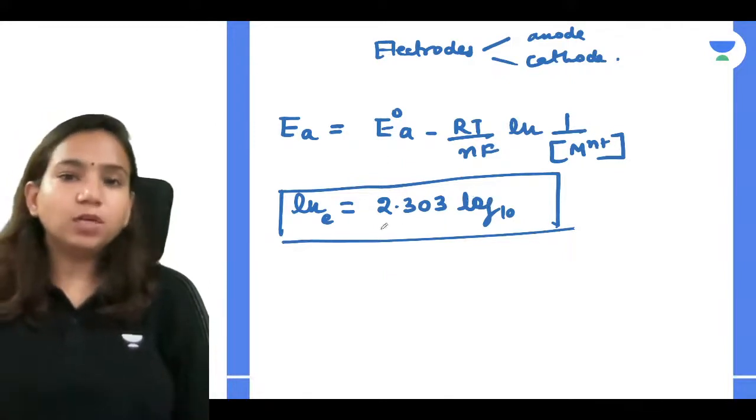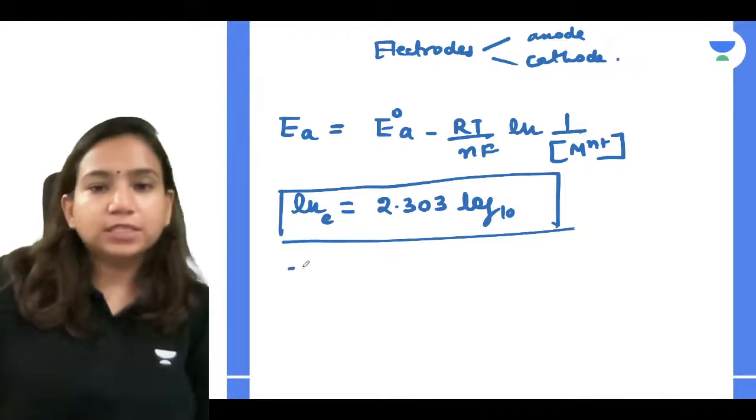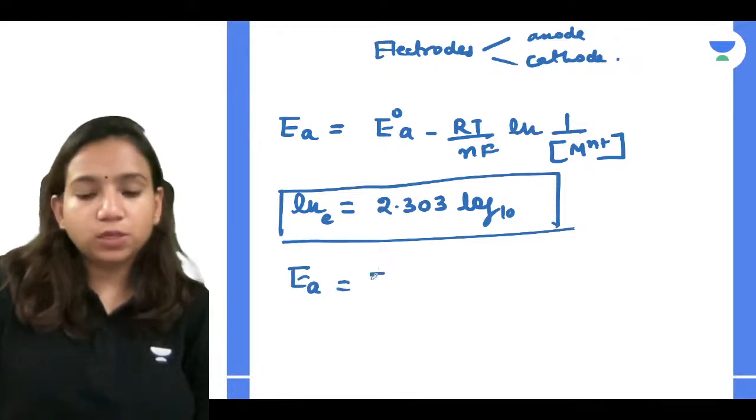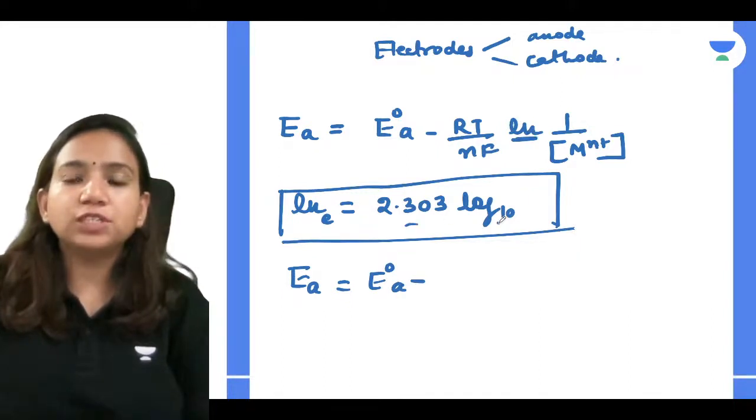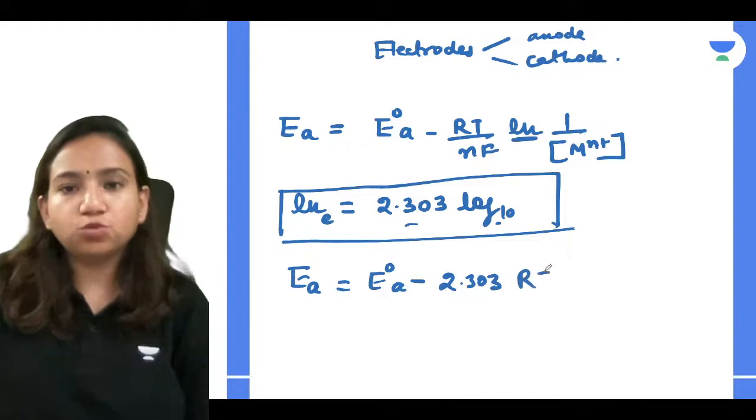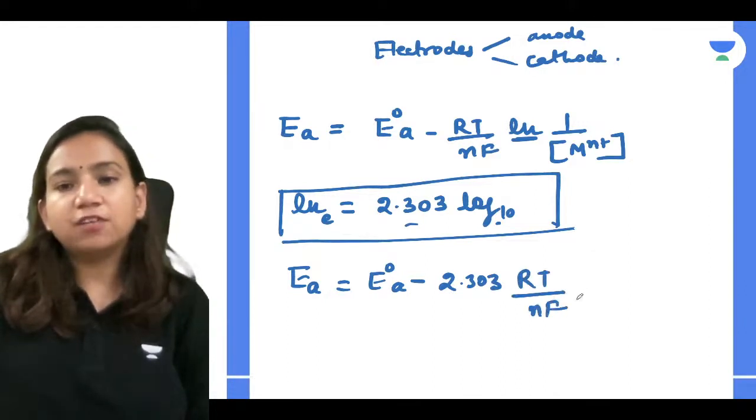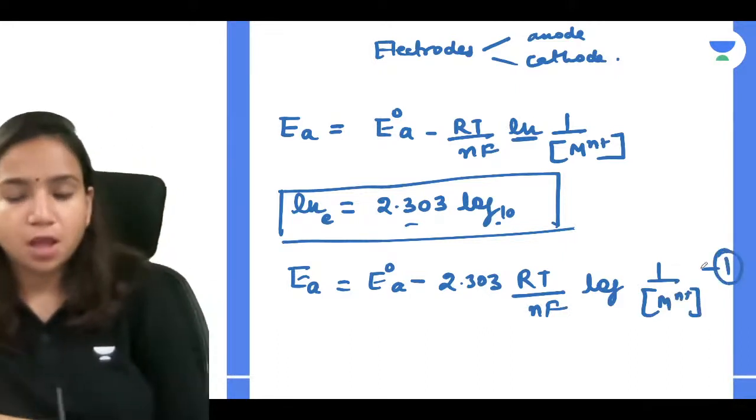So if I convert it, you know that Ln is equal to 2.303 log. What I can write is E_A equals E naught A minus, instead of Ln, 2.303 log. This 2.303 is a constant, so I can keep it before: 2.303 RT by nF log 1 upon M^n+. This I can consider as equation 1.